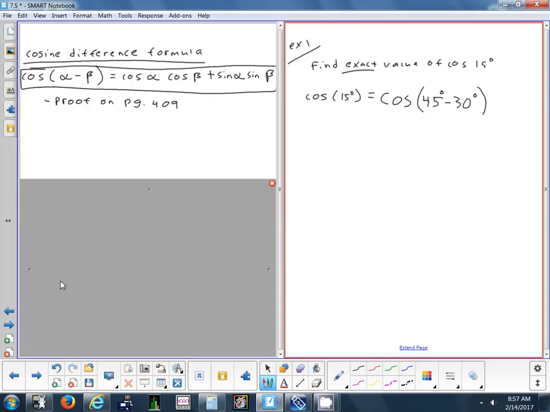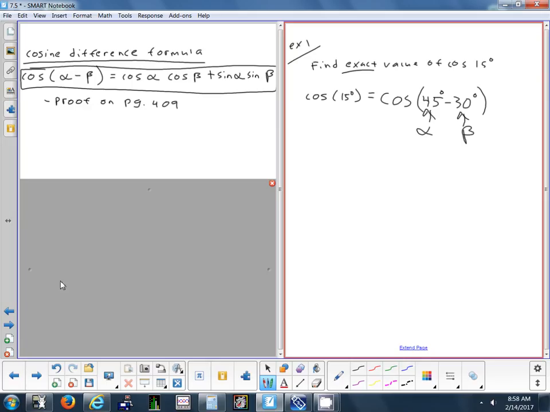Instead of thinking of it as cosine 15, think of it as cosine of 45 minus 30, which is 15. Now you just picked something for alpha and something for beta, and the two things you picked are very easy to work with. Their answers we should have memorized. So now fill in 45 for alpha and 30 for beta, in this formula on the right.